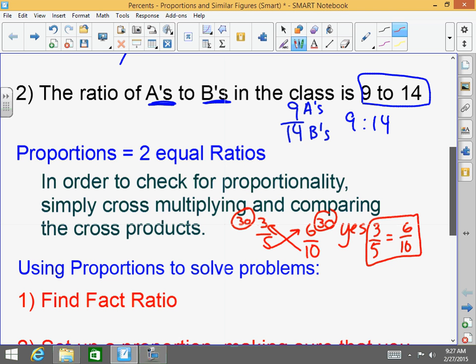Remember when we were finding percents, parts, and wholes, guys? And we used x, which is the percent over 100, equals is over of. Guess what? We were already working with proportions. Okay? So now we're just defining it a little bit more clearly. So, how do we use proportions to solve problems?